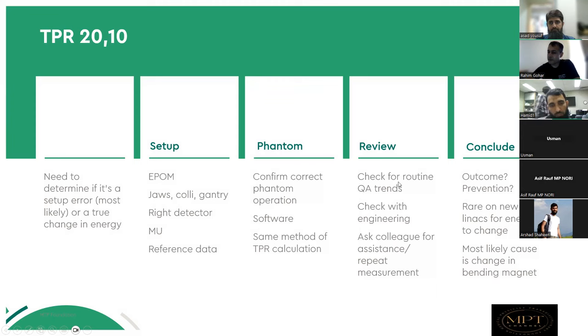Then this is what they want to listen as well. If you're doing an annual QA and you have not done your QA for a long time, you will see the trend. If there is a trend in the beam quality and if you can get it from your daily QA or your weekly QA, maybe it's reflecting there and you will find out if there is engineering work that has been done in your absence.